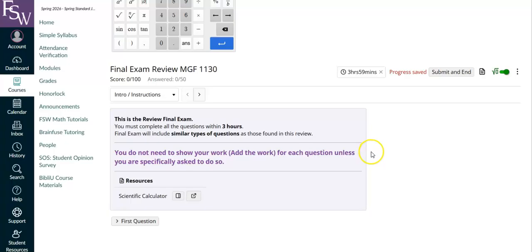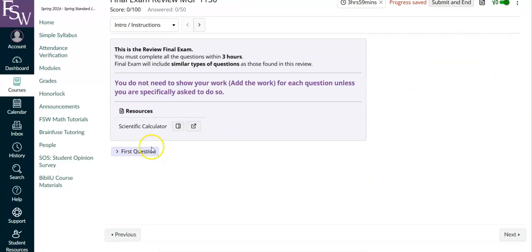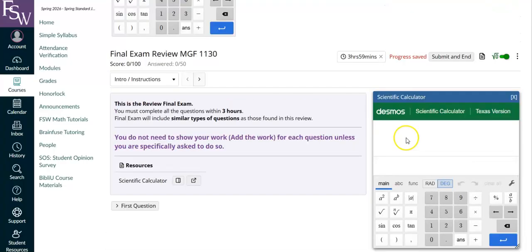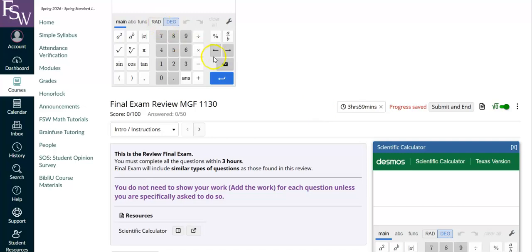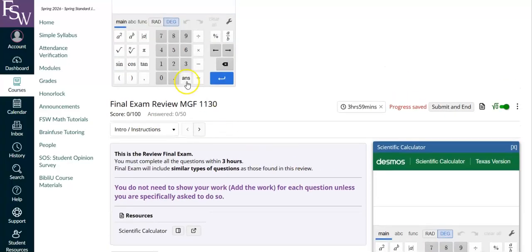So you can see that there is the first question, but before that you have an intro instruction here. There is a calculator also attached here. Look at this. If you click this, the calculator pops up on the side. This is the same as this calculator. So there are many ways you can find the calculator. Either you can click this intro link to find the calculator, or you can type at the top.